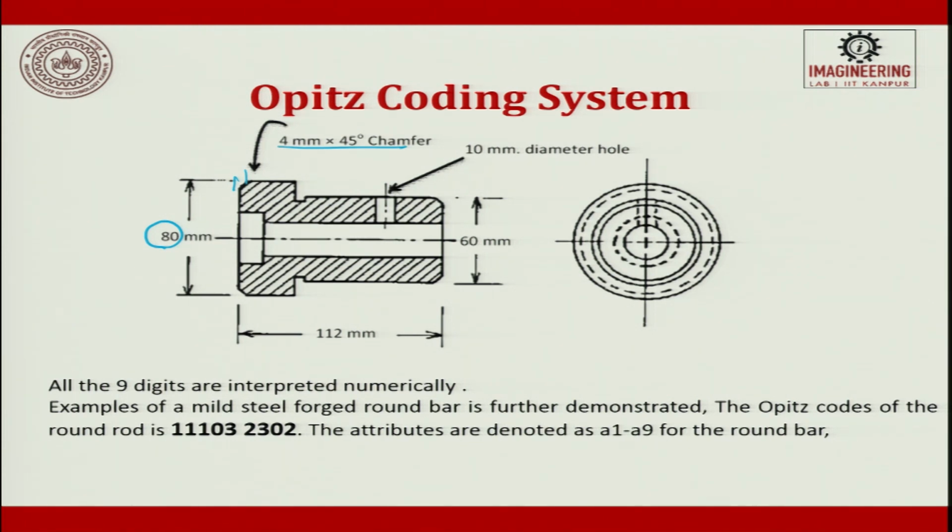So, they do internal drilling of this part, and then they turn the part, and then they do the counter boring or counter sinking, and then they also do the hole in a separate drilling machine. All 9 digits are interpreted numerically. An example of a mild steel forged round bar is further demonstrated using the OPTIZ code 111032302. The attributes are denoted as A1 to A9 for the round bar.